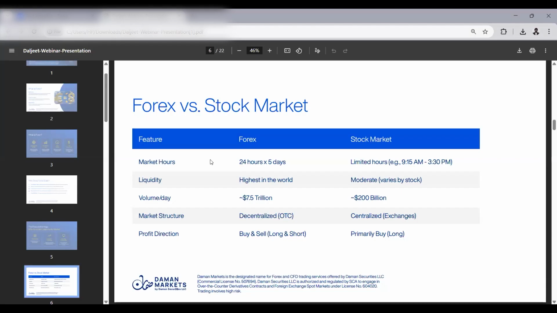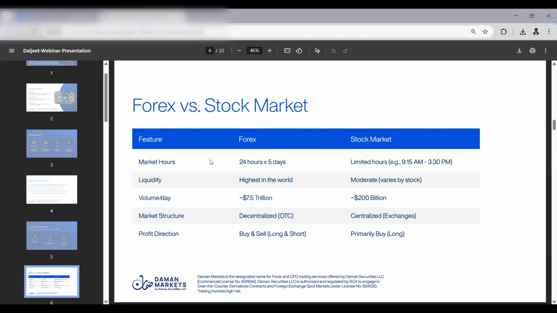The profit directions: in the forex market you can buy and sell, long or short, as we say in common language, and we can book the profit. But in the stock market, we primarily book a profit when there is a buy trade. If you buy a stock of a company and that stock goes up, only then will you make a profit. But in forex trading, if you take a sell trade and the market goes down, you earn profit. If you take a buy trade and the market goes up, you make a profit. So there is a two-way profit making process.